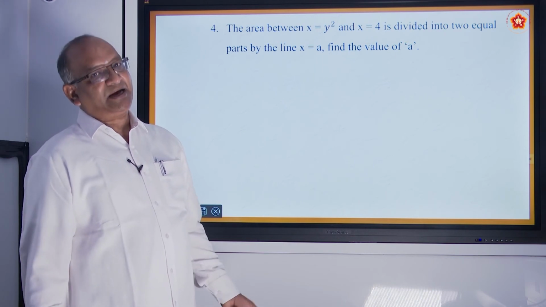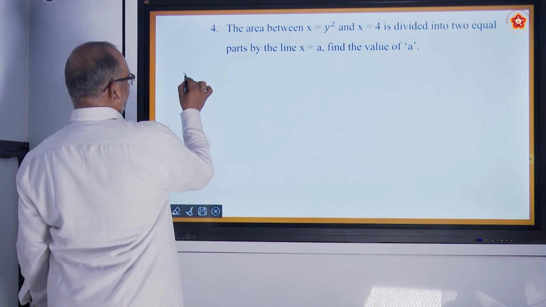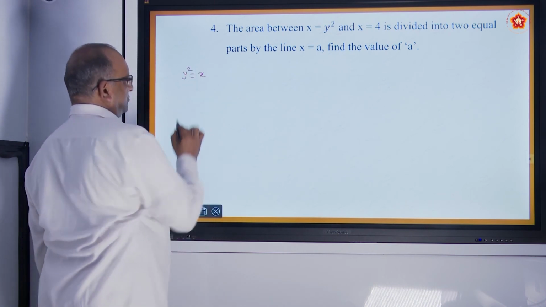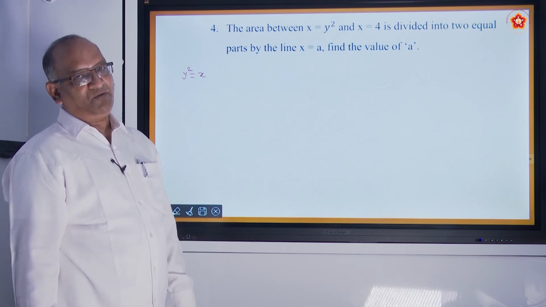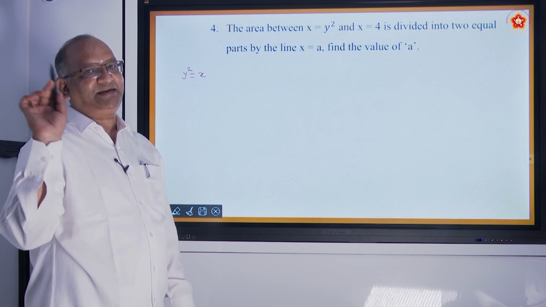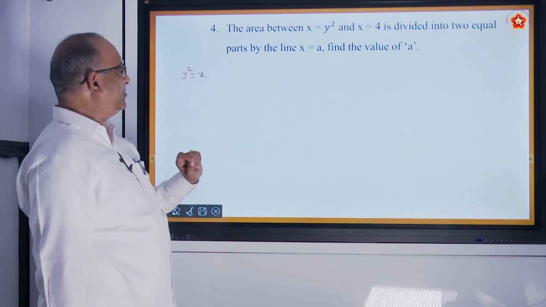Once again we have a curve. What kind of curve is it? x equal to y square, or you can say y square equal to x. So what does this curve represent? As usual it represents a parabola. What kind of parabola? Which opens to the right side. And then x equal to 4 is a line parallel to the y axis.